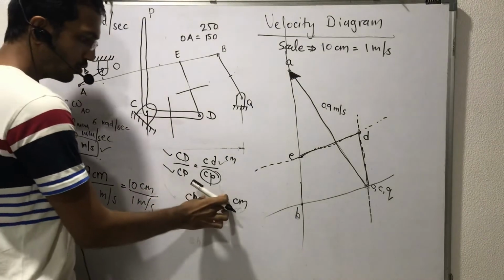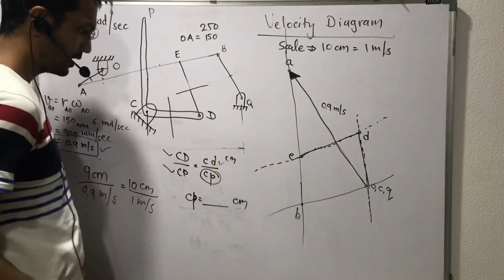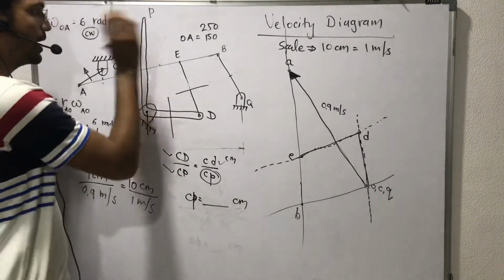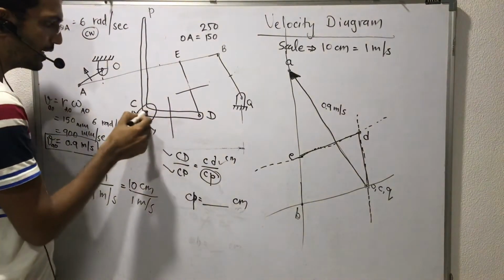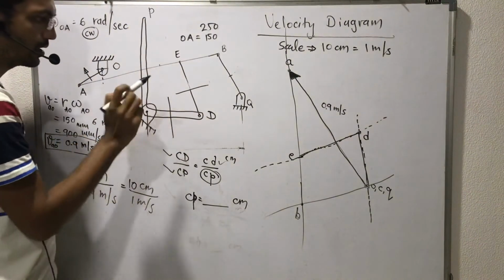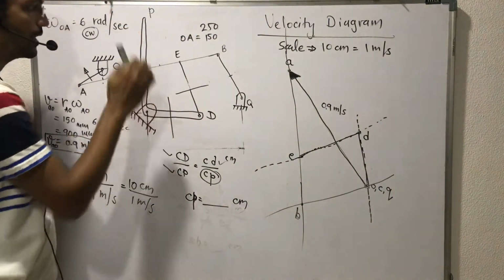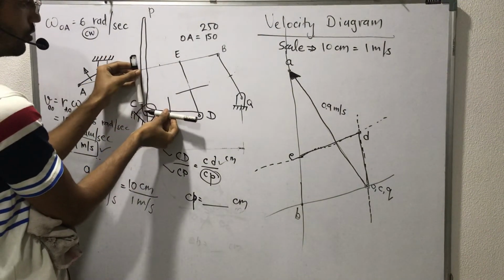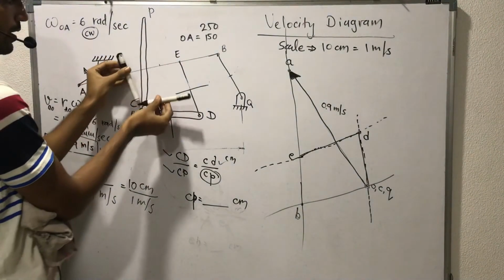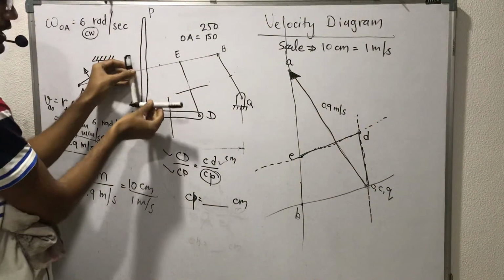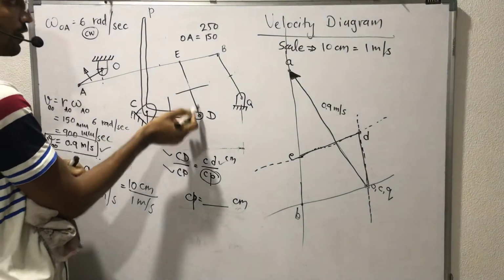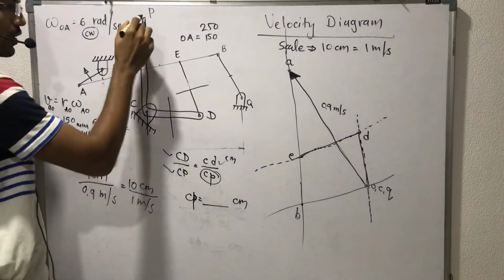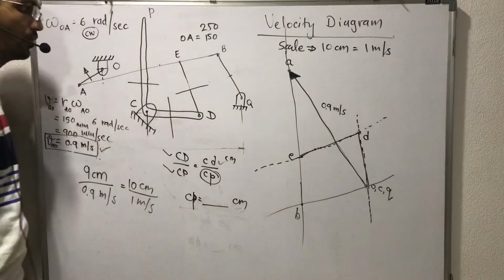Now I want to draw P point in this velocity diagram. When you analyze this DCP link, DCP link is L-shaped link. So CD and CP is rigidly attached like this. So when it is rotated, again both are rotated because of it is fixed. So velocity of D and P is at particular this angle. So velocity of CP link is perpendicular.